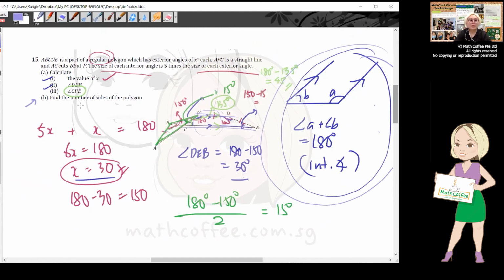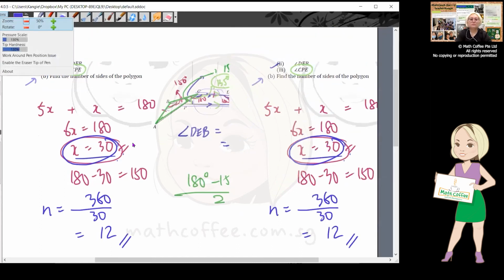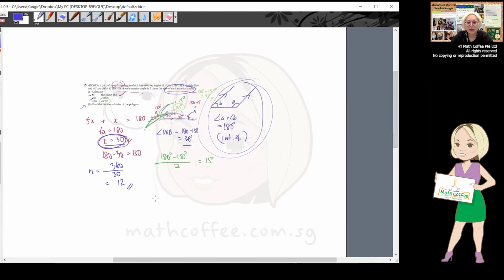The last part, find the number of sides of the polygon. Actually, this one is not tough. Why? Because this is a regular polygon, and just now we calculated the exterior angle, which is 30. So again, I simply take n equals 360 divided by 30. So it's 12. So this will be the last question for this one.